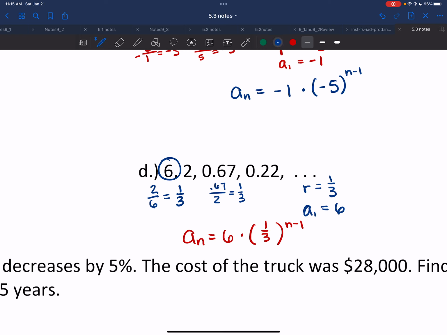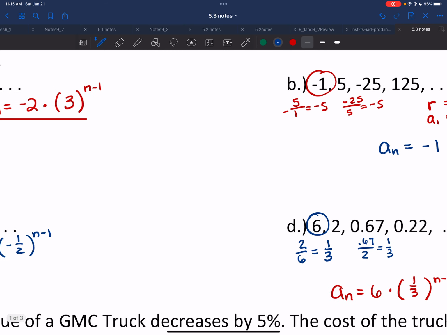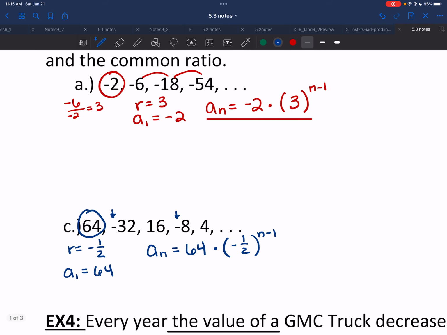Okay, so now we've done all of our explicit formulas, and we're going to actually go back and do a couple examples. So let's go to A and do an example in A with an actual number. So I'm going to do a_12. And that would be, again, my negative 2. So all of this should be the same, except my n minus 1 would be 12 minus 1, or 11. So this is negative 2 times 3 to the 11th power.